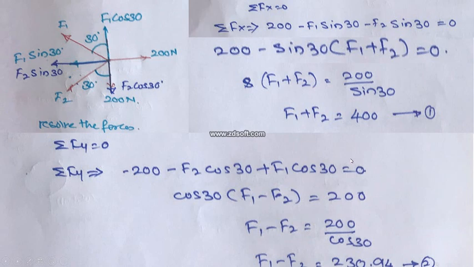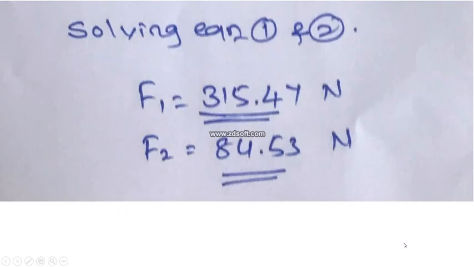If we solve equations 1 and 2 as simultaneous equations, using a calculator or by other means, we'll get F1 as 315.47 Newton and F2 as 84.53 Newton.